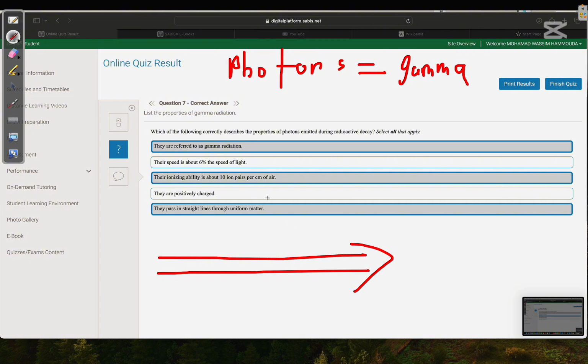Gamma is not positively charged. It is neutral. And as I said, it's not 6% of the speed of light. It is referred to as gamma radiation, and its ionizing ability is the weakest out of all the radiations. The ionizing ability of gamma should be memorized, and it is 10 ion pairs per 10 centimeters of air. And as I said, photons pass in straight lines through uniform matter.